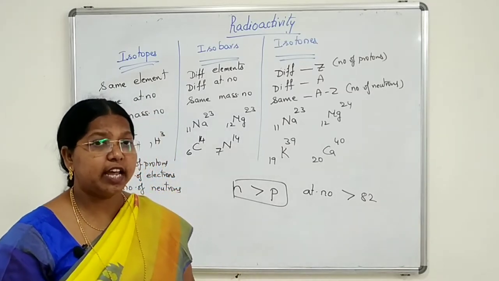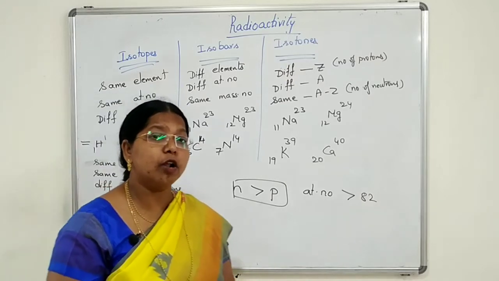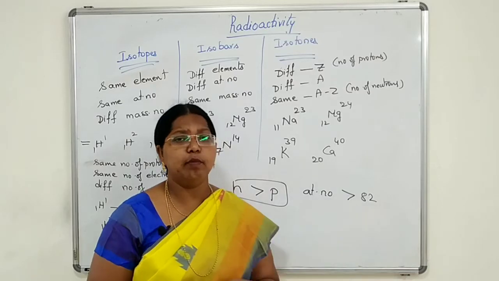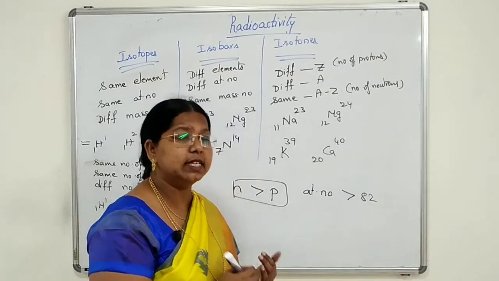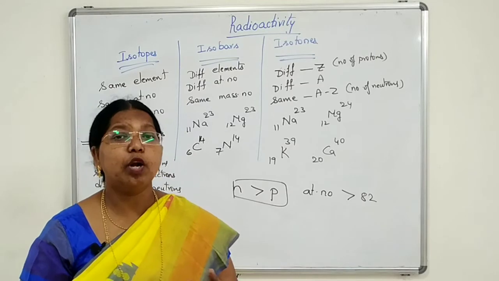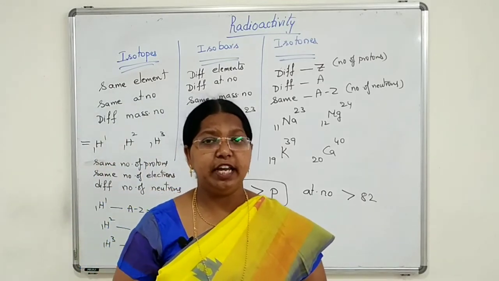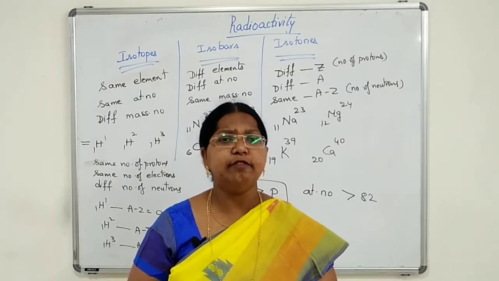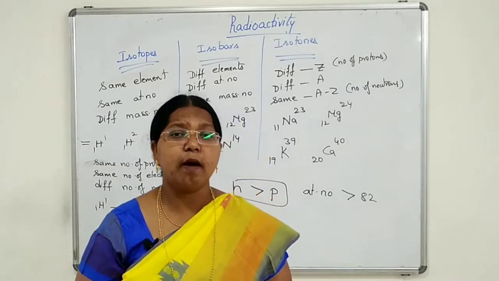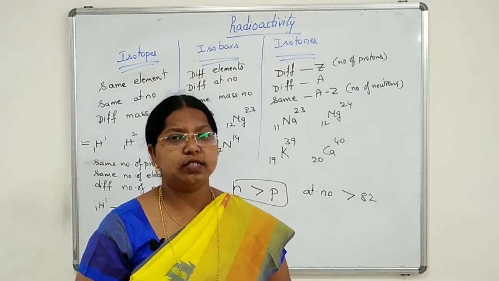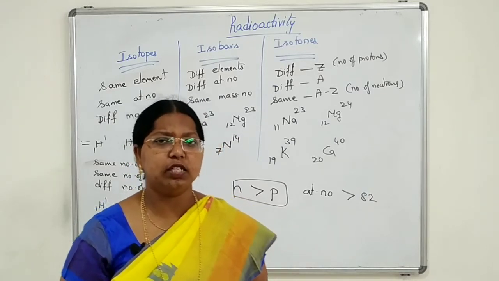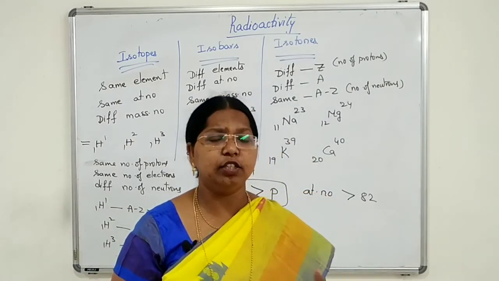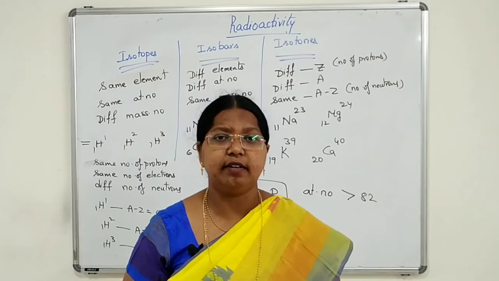So elements which have more neutrons than protons, and all the elements whose atomic number exceeds 82, will exhibit this radioactivity. They spontaneously release the radiations. Becquerel was the scientist who first identified radiations from a radioactive substance. He kept a radioactive substance in his workplace where photographic plates were kept, and after some days he saw that those photographic plates were affected.